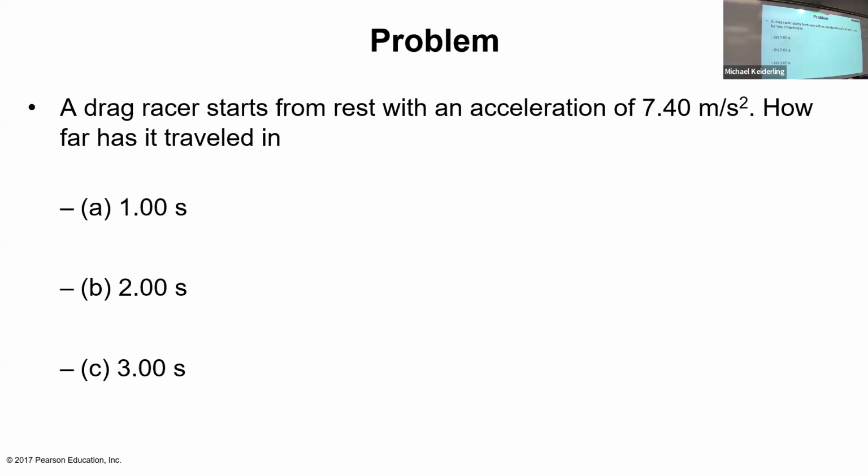So here we have a drag racer that starts from rest with an acceleration of 7.4 meters per second squared. Important things in this: the drag racer starts from rest, and we're looking at how far they have traveled. And here's our acceleration. We're interested in how far it's traveled in 1 second, 2 seconds, and 3 seconds. So starting from rest means initial velocity is 0. How far it's traveled means you can take initial position as 0.